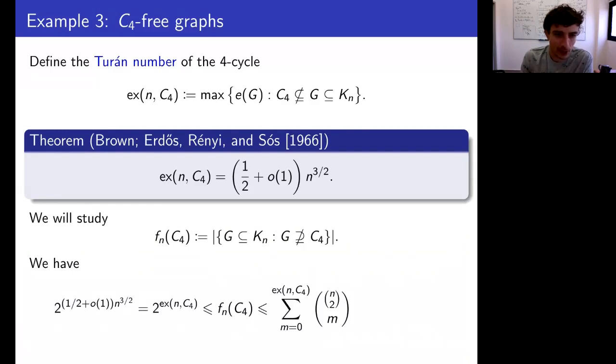Now, the lower bound by the theorem of Brown, Erdős, Rényi, and Sós is 2 to the power 1/2 n to 3 over 2, whereas the upper bound evaluates to something which differs by a logarithmic factor in the exponent. So in this particular case, we get bounds which are really, really far from one another. And we're curious people, so we ask, okay, is the lower bound sharp, or is the upper bound closer to the truth?